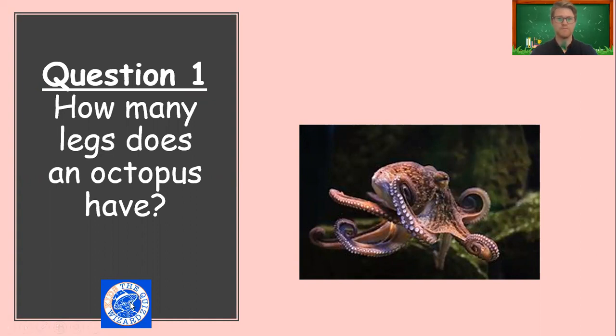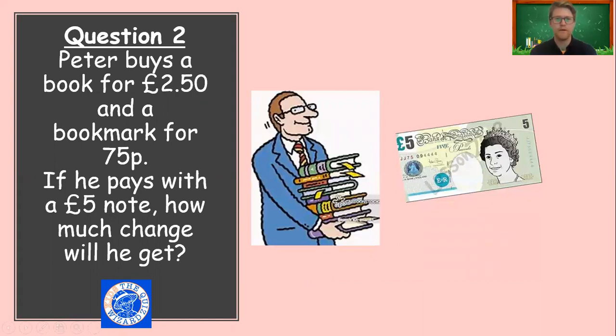Question 2 is a maths question today. Peter buys a book for £2.50 and a bookmark for 75p. If he pays with a £5 note, how much change will he get? I'll read that once more. Peter buys a book for £2.50 and a bookmark for 75p. If he pays with a £5 note, how much change will he get? Have a think about this. It's a two-step problem. If you need a bit more time on it, you can pause.